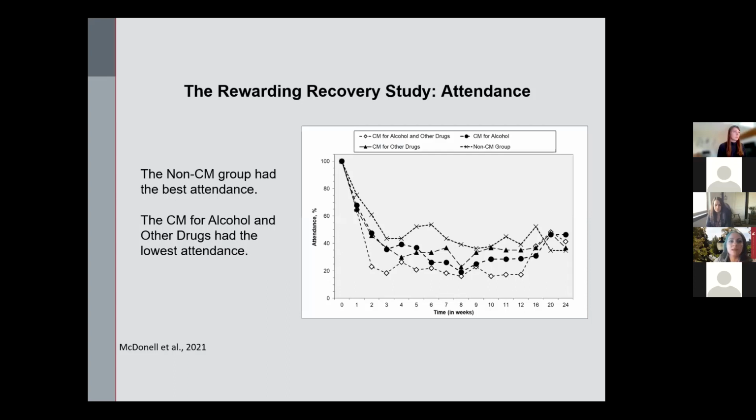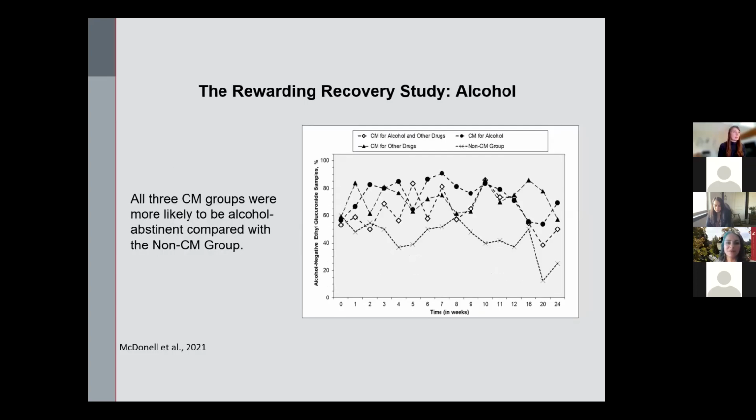So this is the attendance outcome, and not surprisingly, the group that had the best attendance were those that were receiving incentives just for showing up. The group that did not do quite as well is also not surprising. They were the ones that were receiving prizes or rewards for both alcohol and drug use, so they were not coming in as frequently.